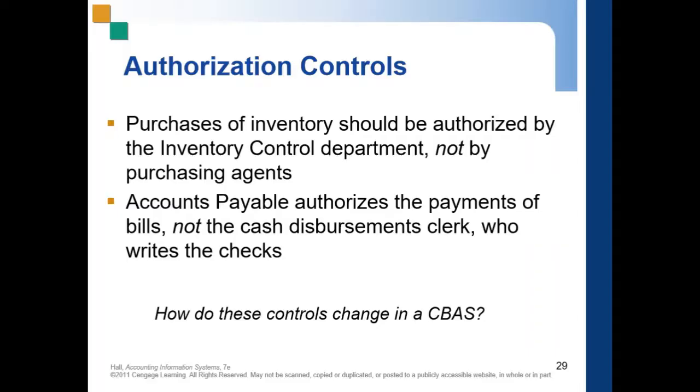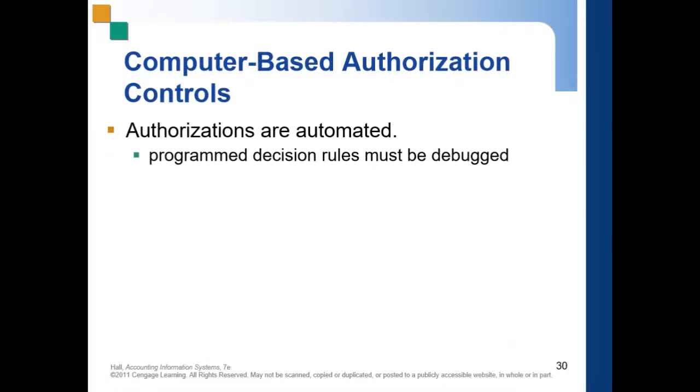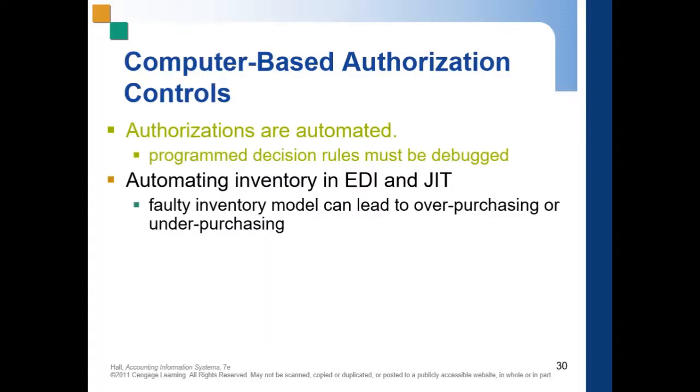Now, how do these controls change in a computer-based accounting system? So, in a computer-based accounting system, authorizations are automated. So, meaning all in the system. Program decision rules, however, you should make sure that they are debugged. Then, automating inventory in EDI and JIT, another thing that you should be careful of is the faulty inventory model, which can lead to over purchasing or under purchasing.